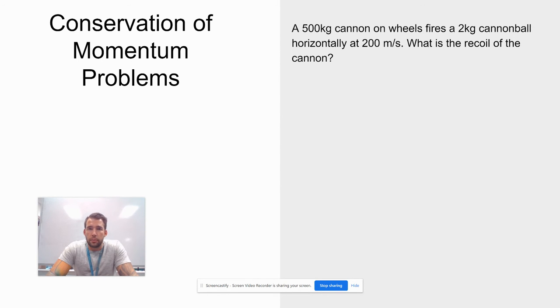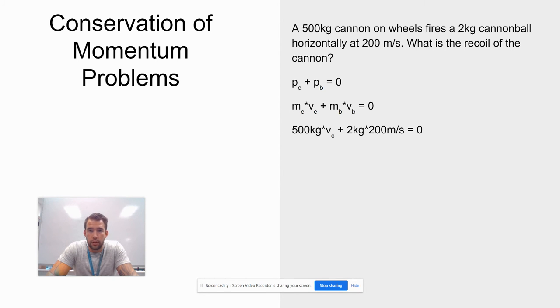So let's look at a few problems. I have a 500 kilogram cannon on wheels that fires a 2 kilogram cannonball horizontally at 200 meters per second. The question is, how much is the cannon going to roll backwards? How much is it going to recoil? Well, the momentum of my cannon plus the momentum of my cannonball is going to be equal to 0. That's from our second equation that we looked at. Or I can extend it to mc times vc plus mb times vb is going to end up equaling 0.